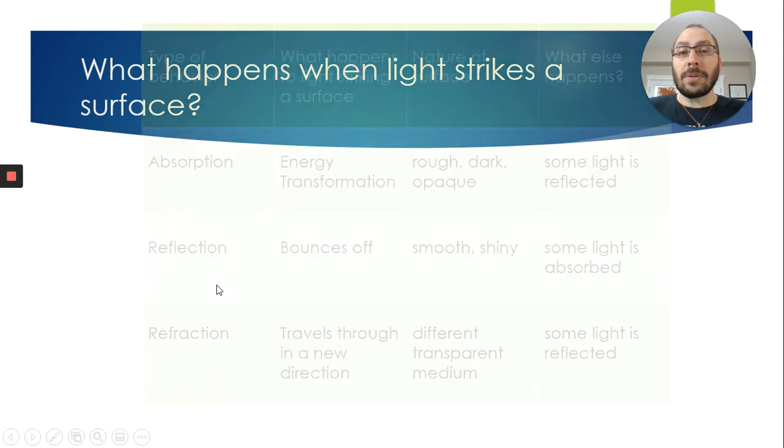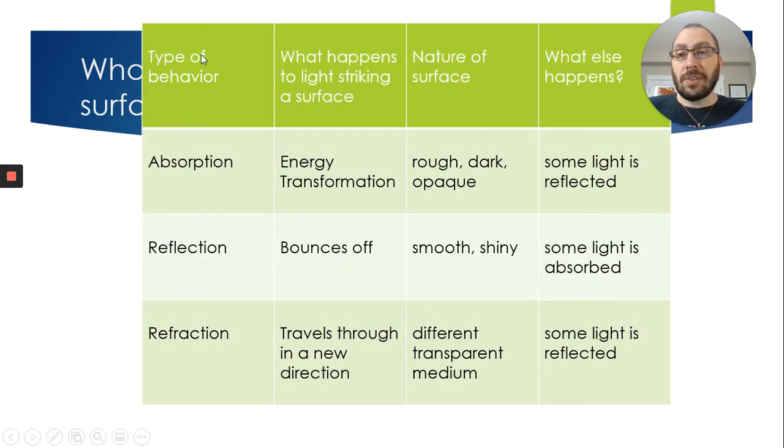So what happens when light strikes a surface? Here are some of the different things that can happen. We can either have absorption, reflection, or refraction. Absorption is where the light all absorbs right into it. This is an energy transformation, and the nature of the surface is typically rough, dark, opaque substances. And then some of the light can get reflected.